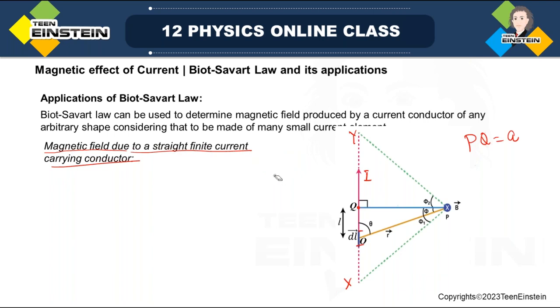Similarly, this OP is a vector. This is the position vector R, with magnitude R. So this OP is the position vector. Now, as you see in the figure, this OQ, or QO, has length L. This is perpendicular to this current-carrying conductor, so this is also 90 degrees. This side also 90, this is also 90. And let us say the angle between the position vector and the current element is theta.